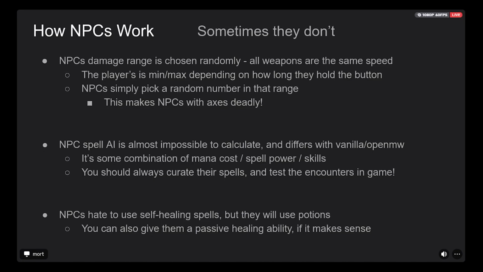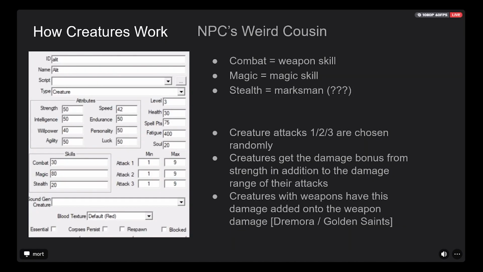Talking about creatures. Creatures are especially weird. They don't have skills like unarmored and acrobatics. They have combat, magic, and stealth. Combat is the same as all weapon skills. Magic is the same as all magic skills. Stealth is marksman, and only marksman. That is the only thing it's used for. So if they have bad range, just don't bother setting it because it does not matter.